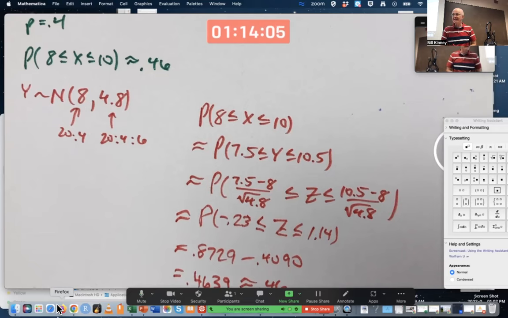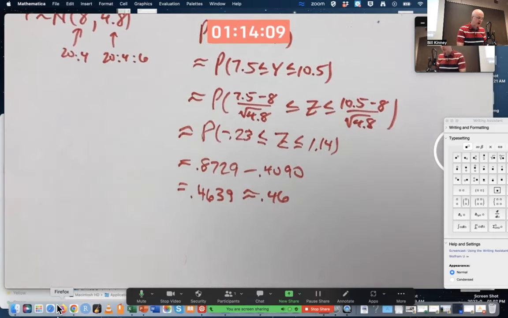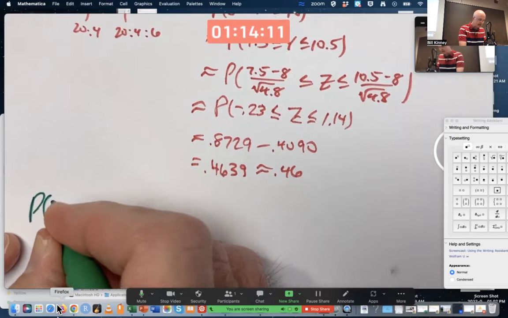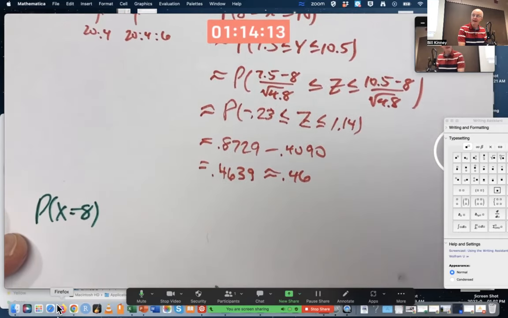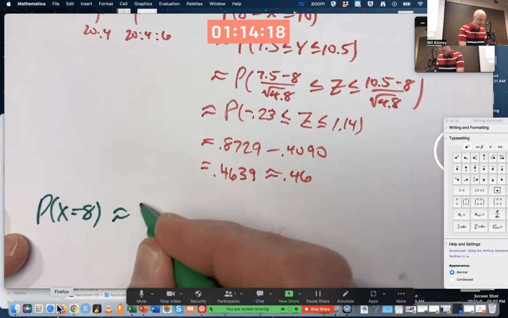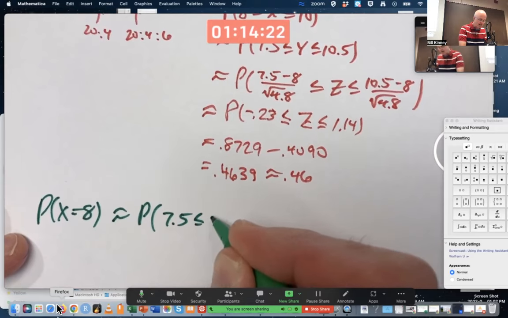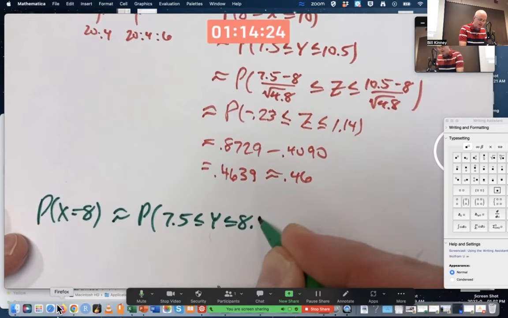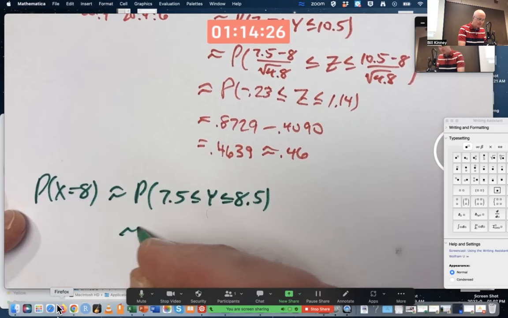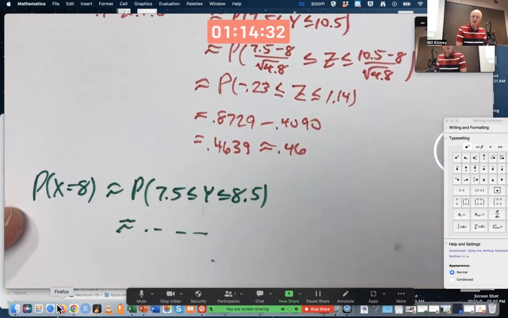By the way, I can use the normal approximation to calculate even an individual probability, like the probability that X equals 8 exactly. Use the half unit correction in both directions around 8 to do it. I'm not going to go through the details, but that's what you would do. It can be done.